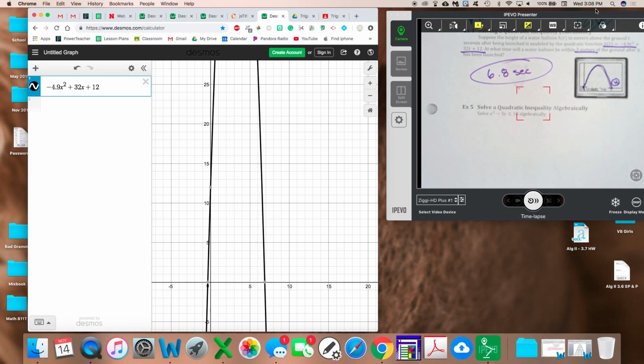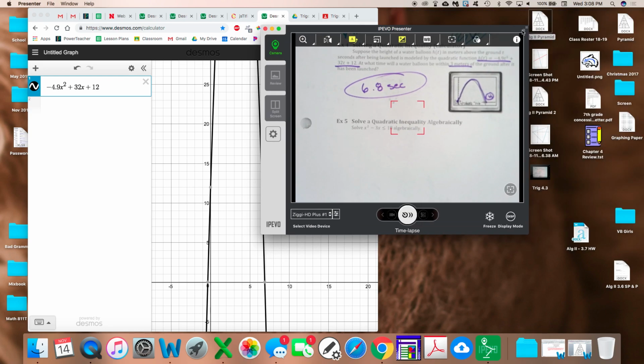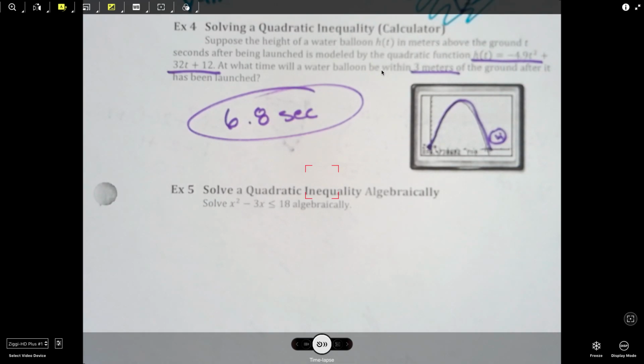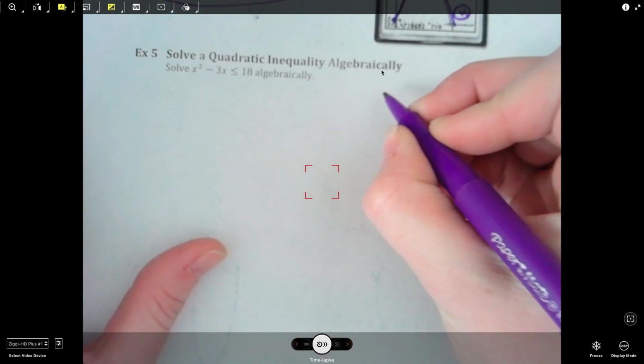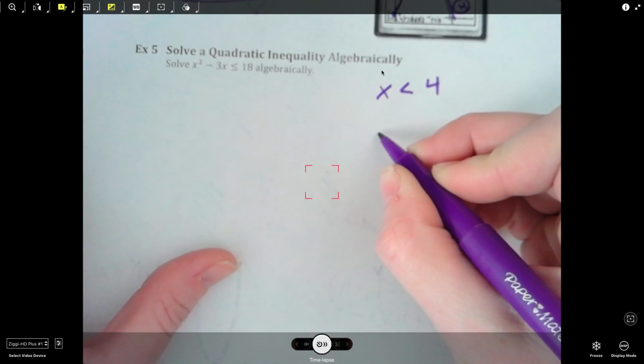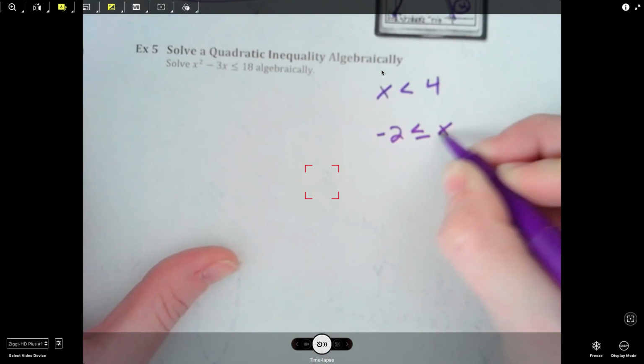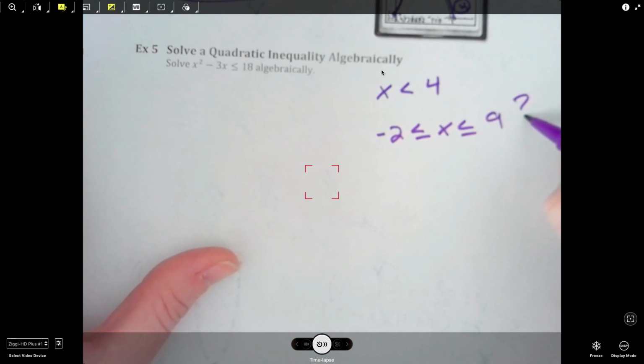The last one, you don't use Desmos for, but you do have quite a few problems that are like this. We want to solve this one algebraically. I don't want to have to graph every single one of these darn problems. So what we do here is, rather than shading it, you're going to have regions like, let's say, x is less than 4, or -2 is less than or equal to x, which is less than or equal to 9. You're going to have regions like that.